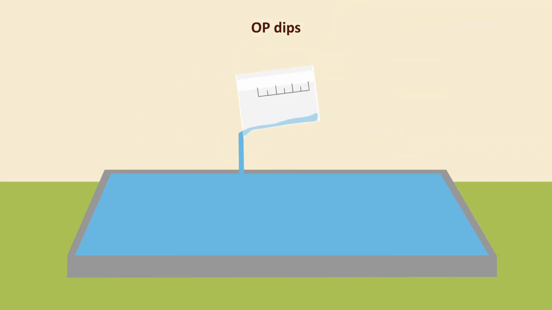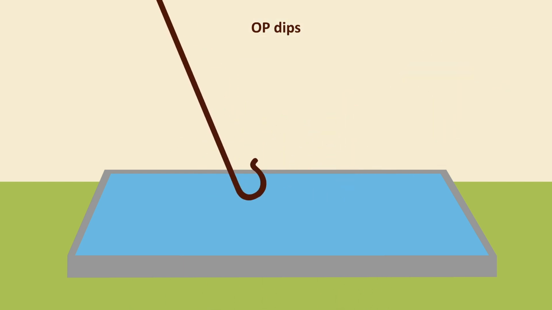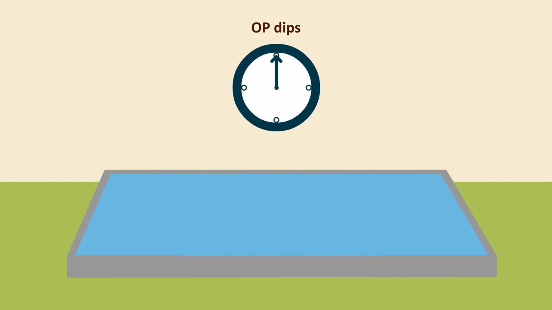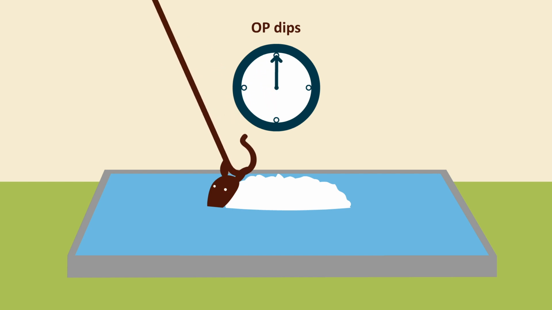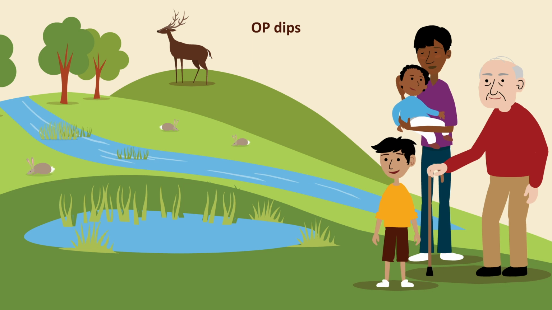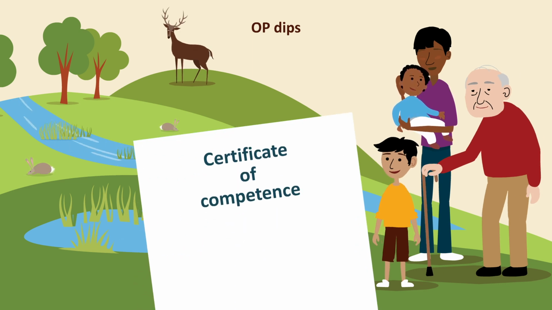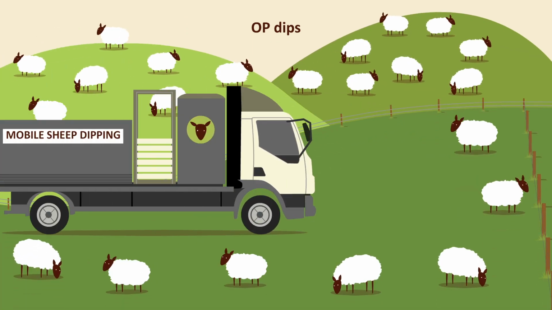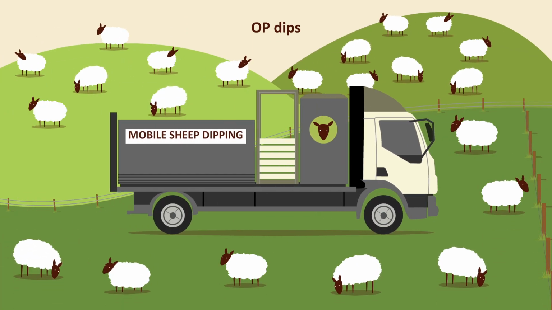The concentration in the bath must be correct from the beginning. Extra concentrate should be added to the bath on head count to maintain the chemical levels. Every sheep should be immersed in the bath for at least 1 minute, with the head plunged under once. There is legislation regarding the use and disposal of OPs, so a certificate of competence is required to purchase them. However, the increase in mobile dipping companies has helped deal with this.